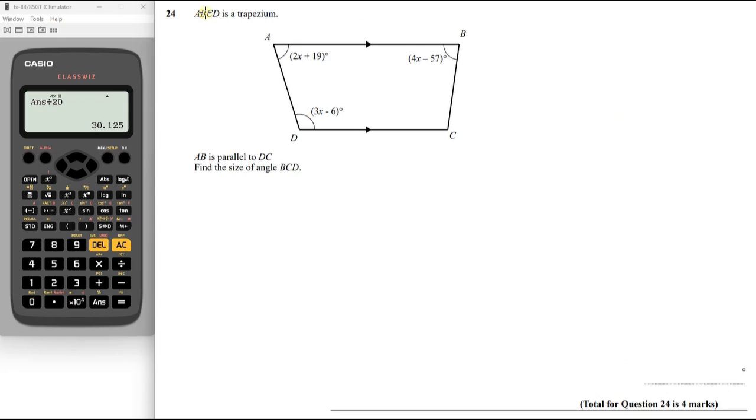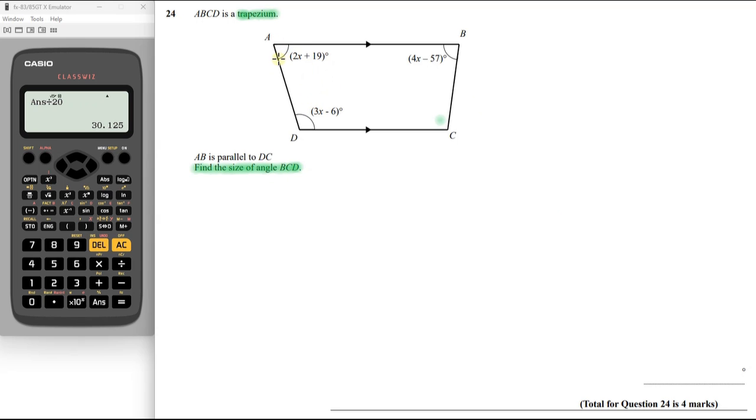Question 24. ABC is a trapezium. AB is parallel to DC. We need to find the size of angle BCD. So BCD, that's this angle here. At the moment we've been given these angles just as expressions, so we'll need to calculate what the value of x is first.